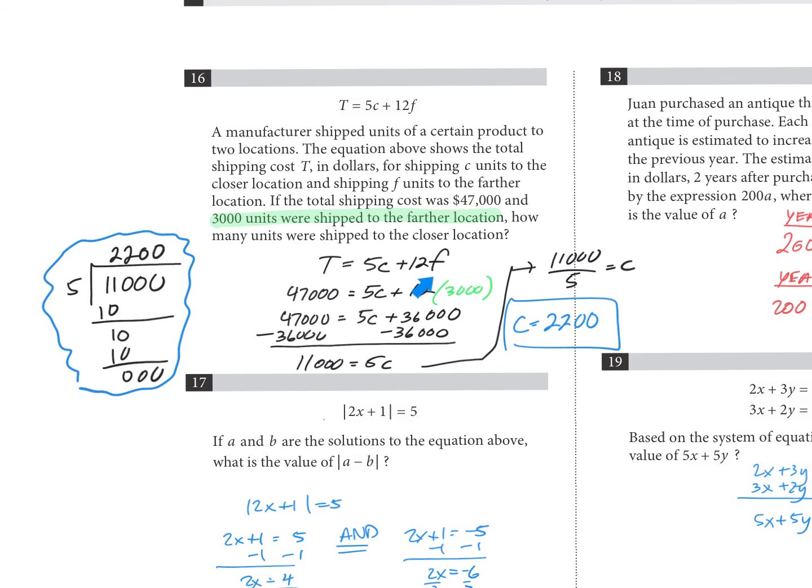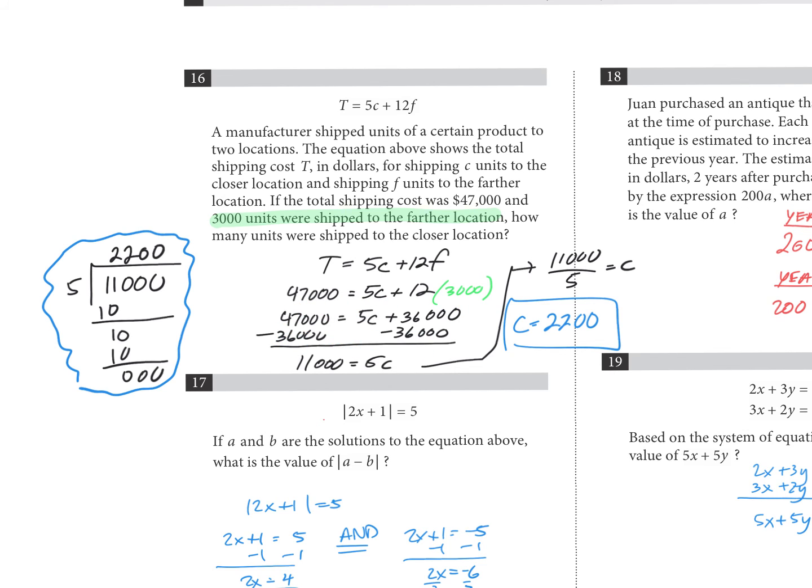If I shipped 3,000 to the farther location, I plug it in. The total cost was $47,000. The rest of this problem is solving an equation. I don't have a calculator though, so that's the tricky part. If I had a calculator, this problem's pretty easy, but without the calculator, you might have a little bit of an issue.